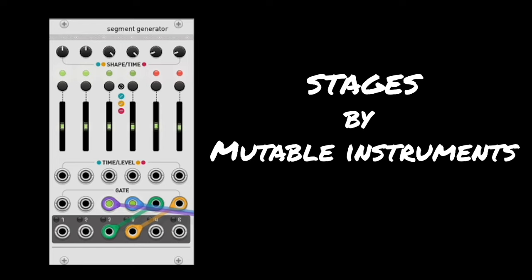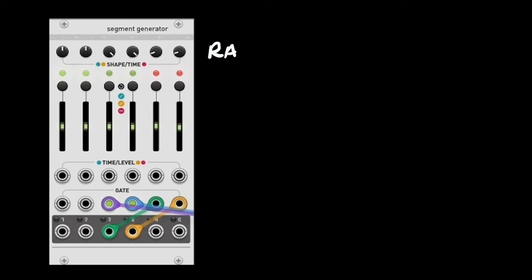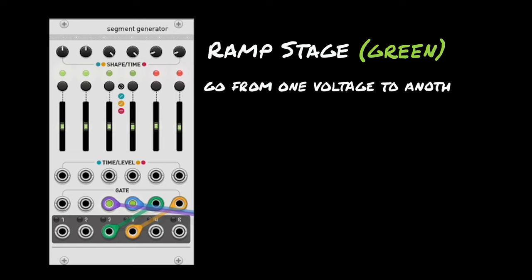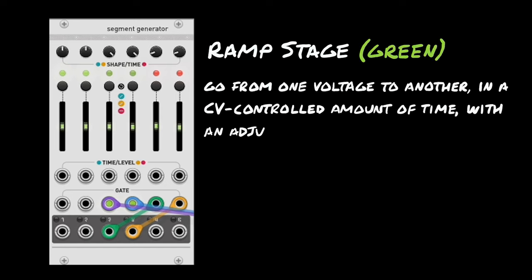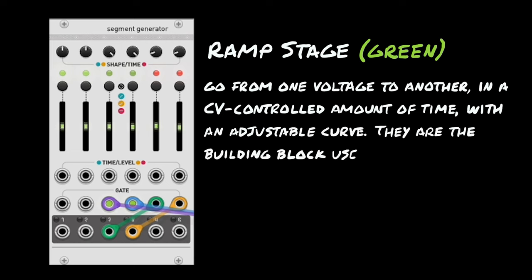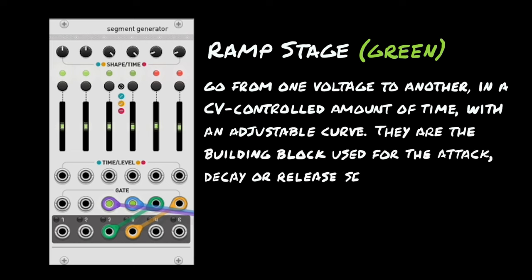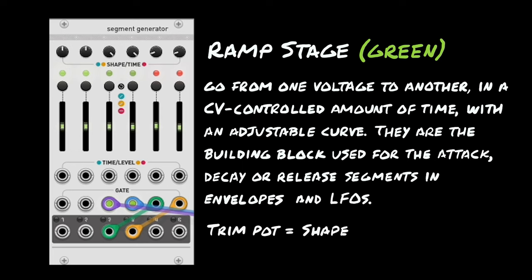Basically, with Stages, you can build different function generators by combining different types of stages. We're going to use a ramp stage. Stage types are selected by pushing the little button on top of the slider. Ramp stages are indicated by a green LED. Ramp stages go from one voltage to another in a CV-controlled amount of time with an adjustable curve. They are the building block used for attack, decay, or release segments in envelopes and LFOs. When in ramp mode, the trim pot controls the shape of the ramp and the slider controls the time of the ramp cycle, which is CV-controllable.